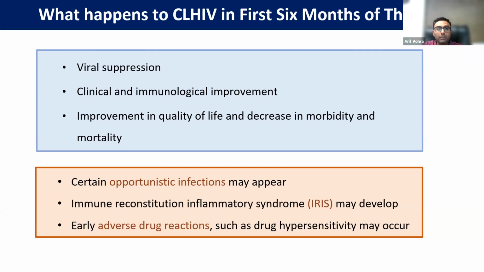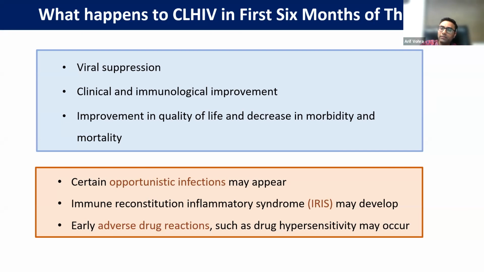Whatever infection the child may be harboring in the body may not be able to present because the immunity is weak. Once immunity recovers, our immune system fights that particular infection, and an opportunistic infection which was dormant until now may appear once we start the ART. This is what we call immune reconstitution inflammatory syndrome. It is because of the immune response developed against the virus or bacteria that was in a dormant stage.